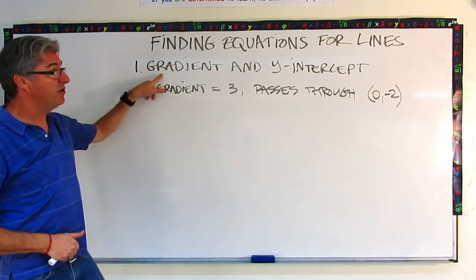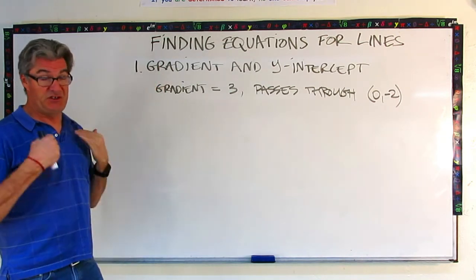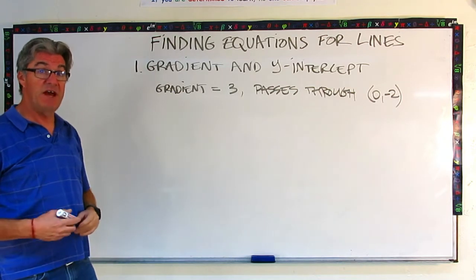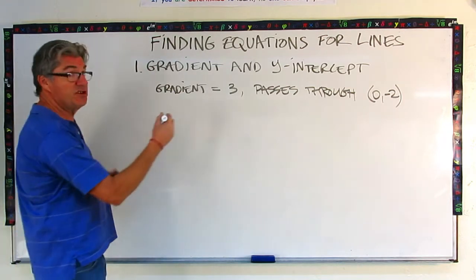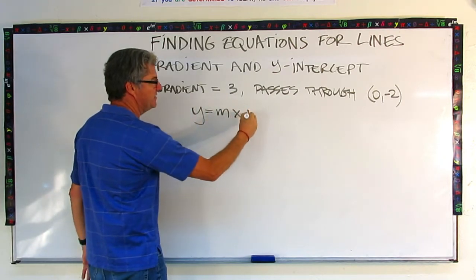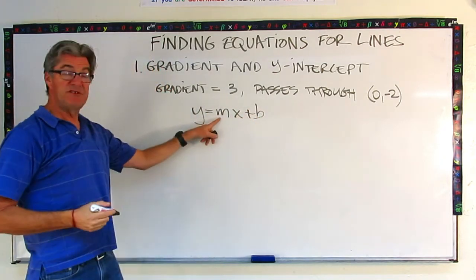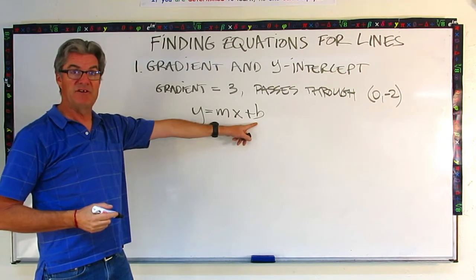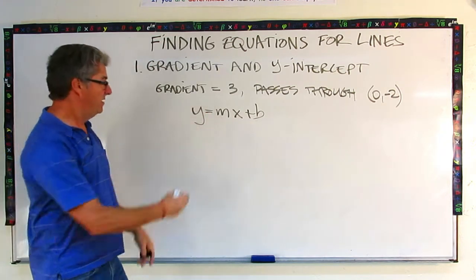Okay, this technique is probably the simplest of the 3. This is if you have the gradient and the y-intercept. This is just a plug-in. You don't need to do any computations. We know the general form for gradient-intercept is y equals mx plus b, where m is the gradient and b is the y-intercept. So let's take a look at what we have.